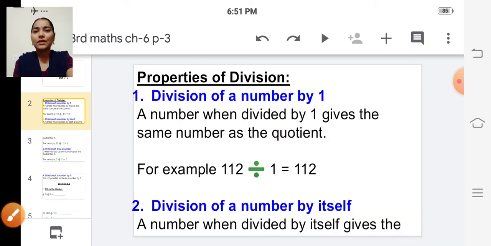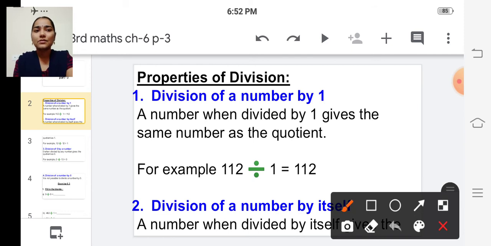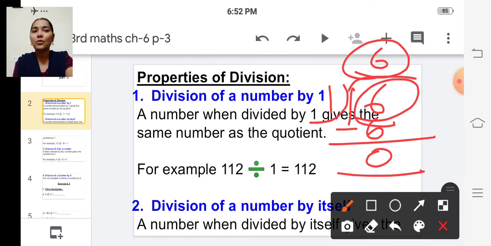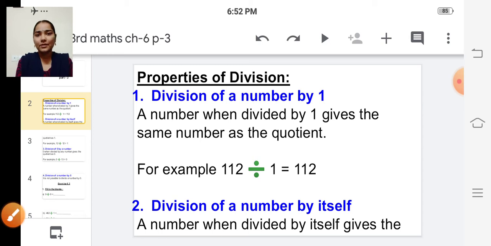So 6 divided by 1, 1 6 are 6, isn't it? 6 ones are 6. So here we have to put 6. If we subtract, we get 0 and the quotient is 6 again. So if we divide any number by 1, then we get the quotient as the number itself. This is the first property.